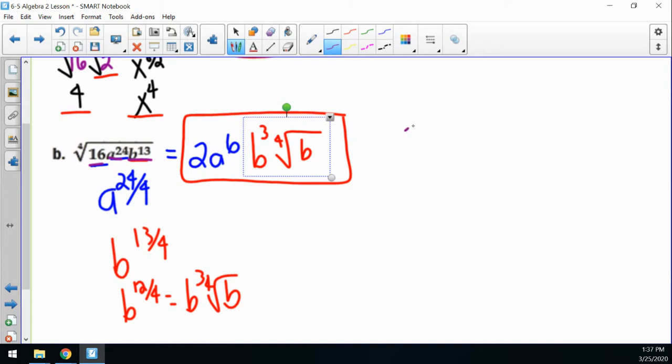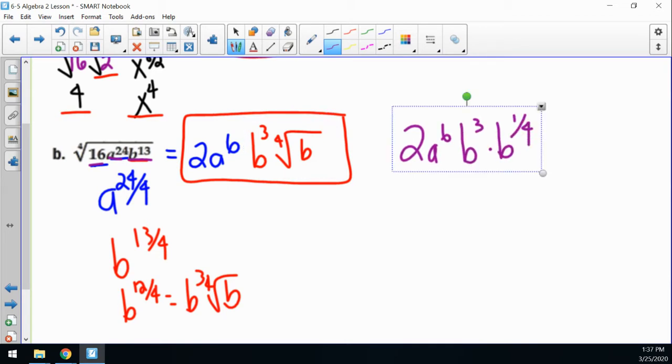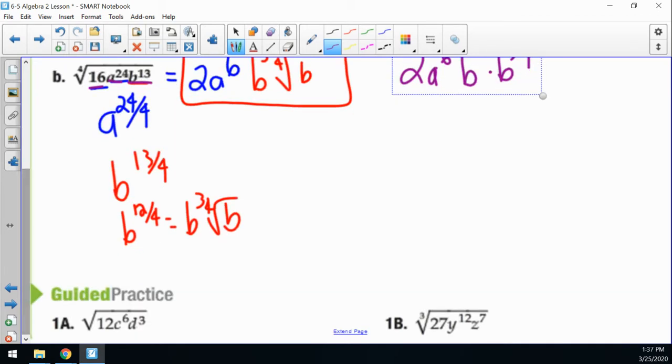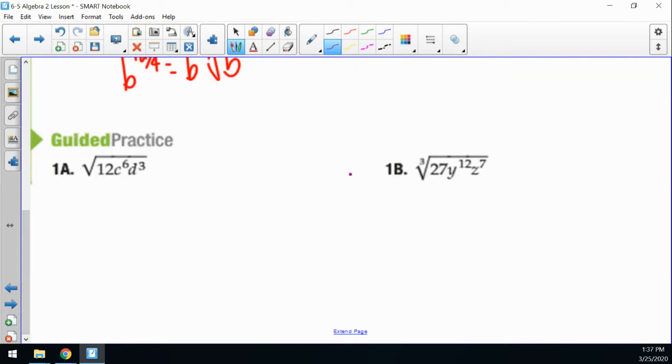Another way you could have written it, and maybe you'll see this later on, would be b to the 3rd times b to the 1/4 power, right? And so that would be something that you would just have to look at. I'm assuming you're going to see this one a lot more. Okay? All right, so here's a couple guided practice problems that you can try now in the video.